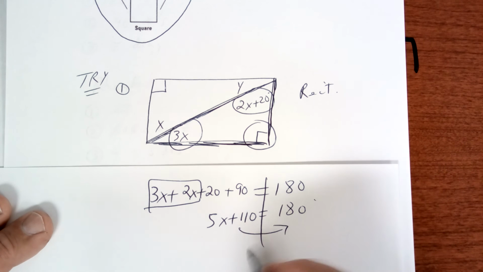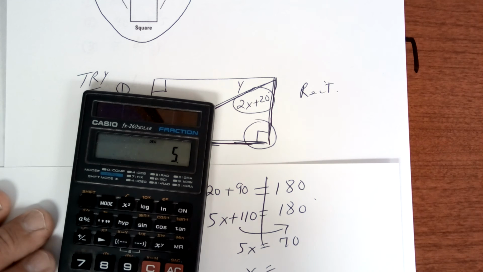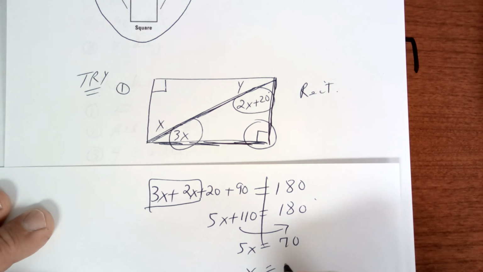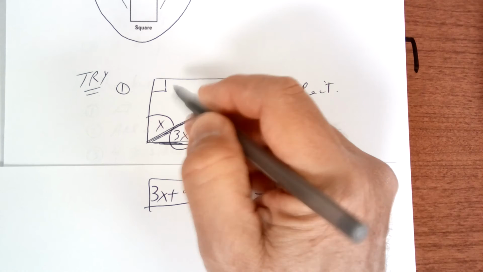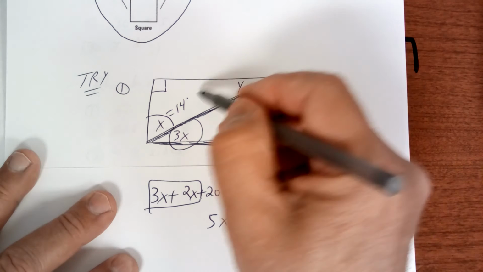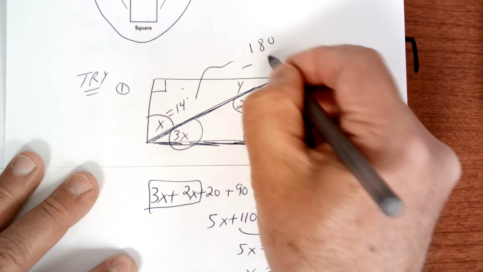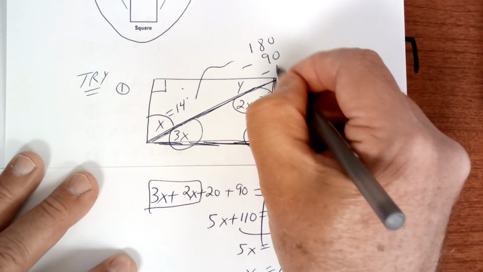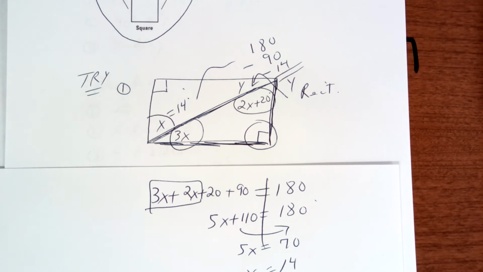Subtract, you get 5x is equal to 70. And we're going to take 70 divided by 5, and we're going to get 14. So x is equal to 14. And this triangle is equal to 180. So it's going to be 180 minus 90 minus 14 is going to give you y, that value right there. And that's how you do it.